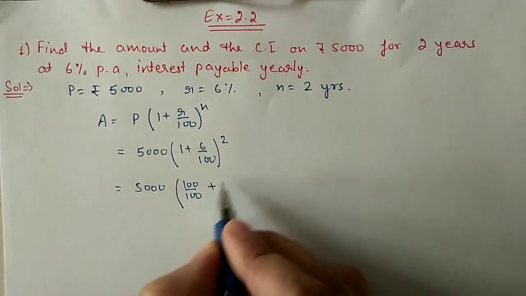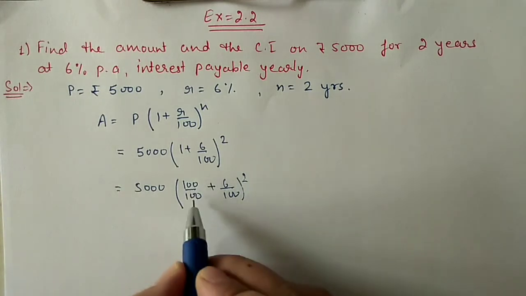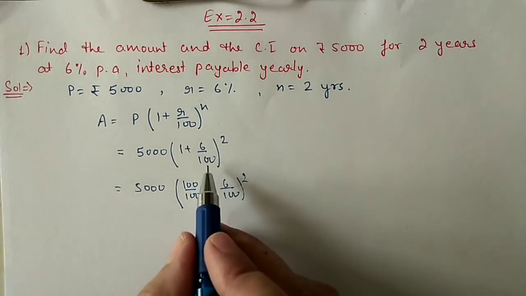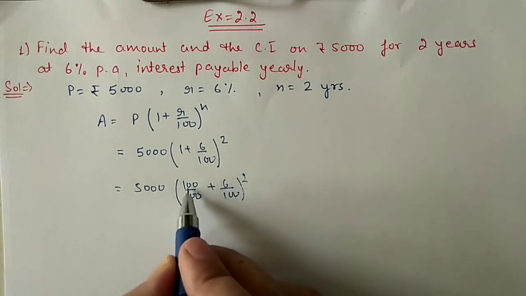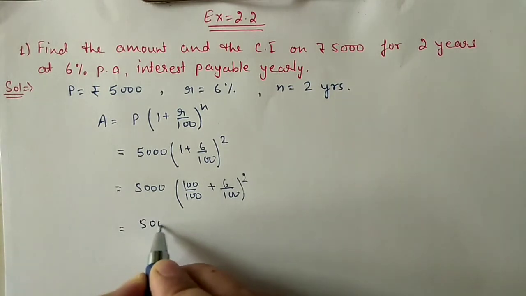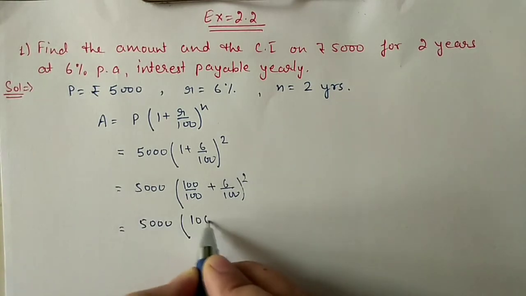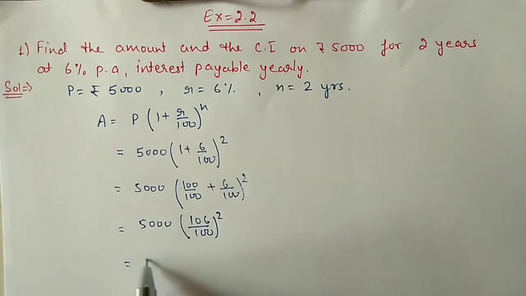So next it is 6 by 100. Because here it was 100, that's why I have written 100 by 100. If suppose it was 50 here, I would write 50 by 50. Now we can add the numerators directly because the denominator is the same. So 106 by 100 whole to the power 2.